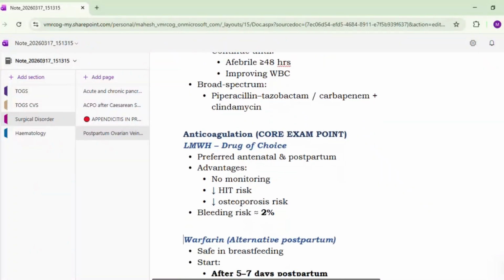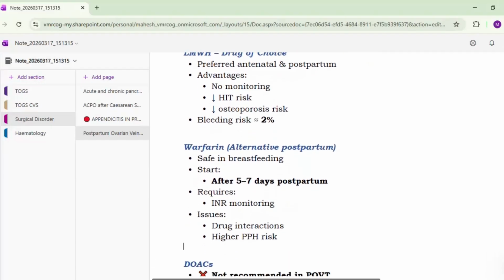Anticoagulation, the drug of choice will be low molecular weight heparin. It is preferred antenatal as well as postpartum. Advantage is that no monitoring is required. Heparin-induced thrombocytopenia risk is less and osteoporosis risk is also less. Bleeding risk is around 2%.